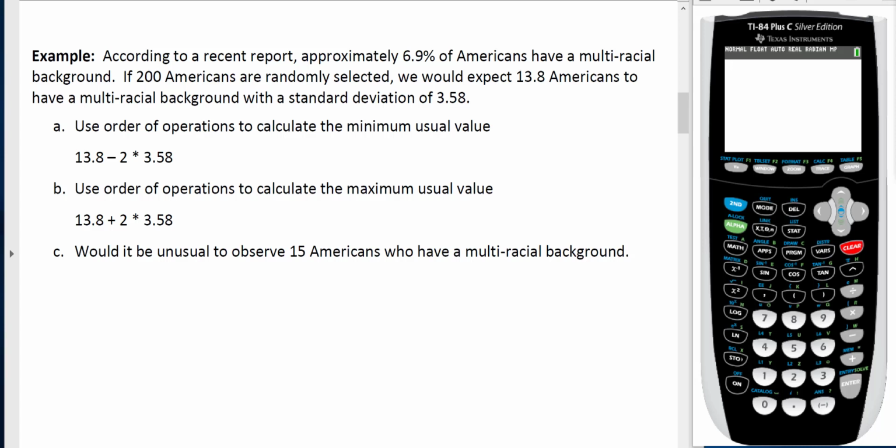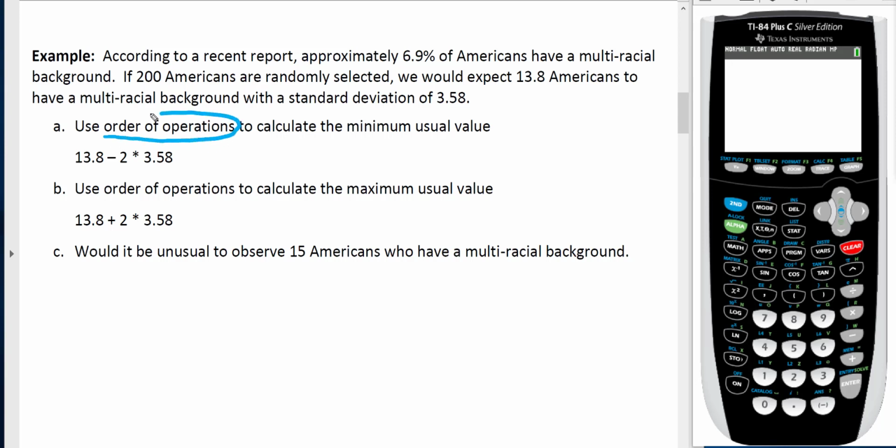In this video, we'll be using the order of operations to calculate the minimum and maximum usual value. According to a recent report, approximately 6.9% of Americans have a multiracial background. If 200 Americans are randomly selected, we would expect 13.8 Americans to have a multiracial background with a standard deviation of 3.58. Use the order of operations to calculate the minimum usual value.